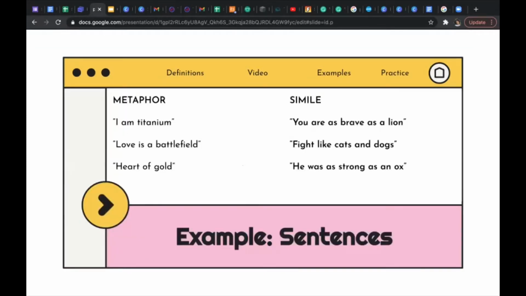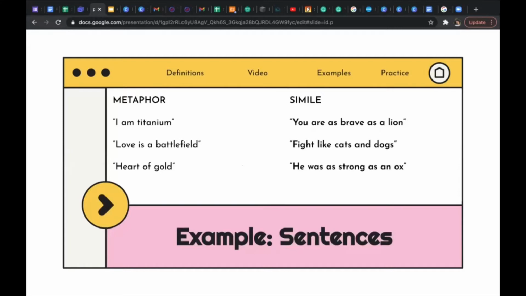So first, for our simple sentences for metaphor, we have I am titanium, love is a battlefield, and heart of gold. These are all song lyrics. You may be familiar with them. So looking at the first one, I am titanium. A person is comparing themselves to a metal. Obviously, a person is not a metal. It's a figure of speech.